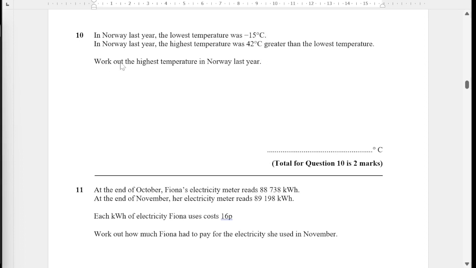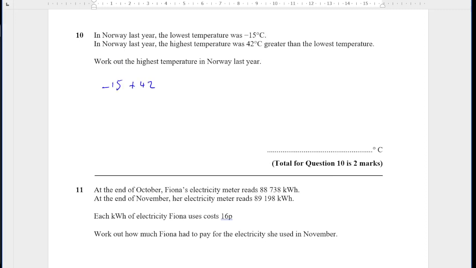Question 10. In Norway last year, the lowest temperature was -15. In Norway last year, the highest temperature was 42 degrees C greater than the lowest temperature. Work out the height of Norway that Norway reached last year. So in effect, we need to do -15 plus 42.